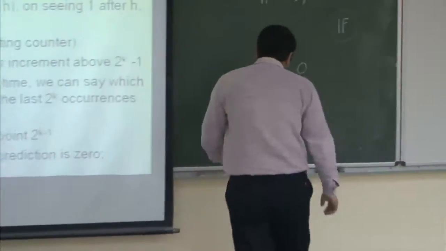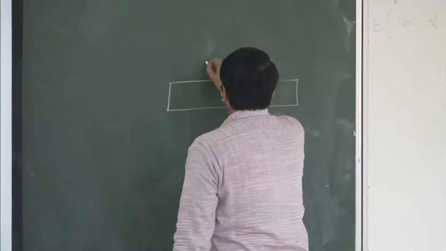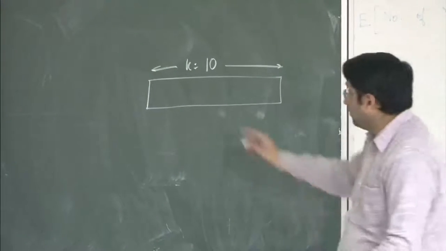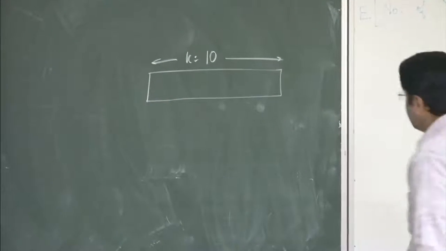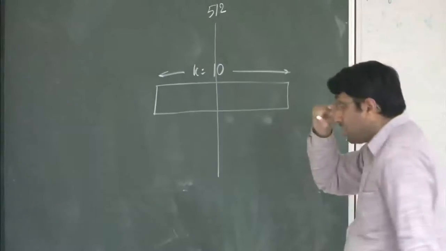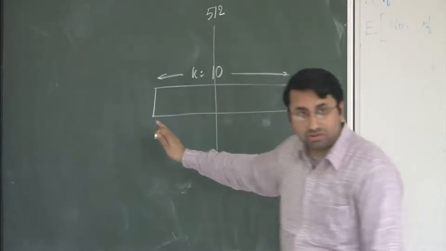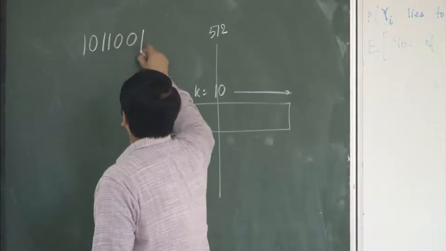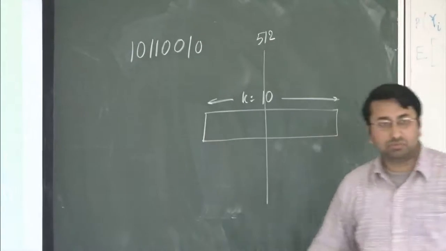Oh, you want an example? Yeah, sure. So I have a counter. Let's suppose k equal to 10, 10 bits long. So what is the midpoint? 512, right? So that's my threshold, 512. And I have a history corresponding to this particular counter. So our history can be something like 10110001, etc. Here let's suppose I fix 8 bits of history. This is my h.